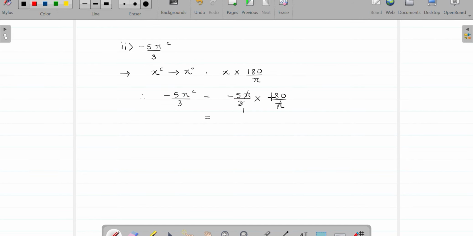3 1s are 3, 3 6s are 18, 300, and minus 5 into 60, which is equals to minus 300 degree. So therefore minus 5 pi upon 3 radian, which is equals to minus 300 degree.